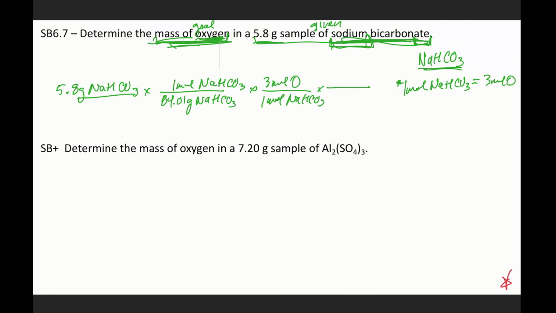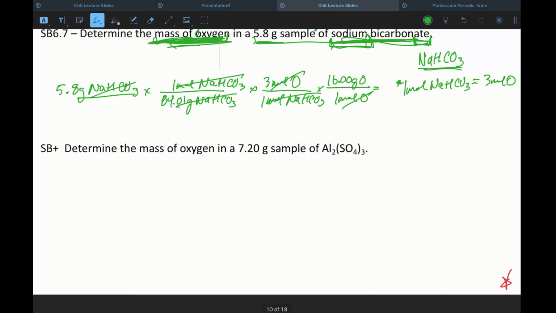And I know now if I want to get to grams of oxygen, I'm just going to use the molar mass of oxygen. So 1 mole of oxygen is 16 grams of oxygen. And we'll see that my moles of oxygen cancel, moles of bicarbonate, grams of bicarbonate. I'm left with grams of oxygen. Make sense? All right.